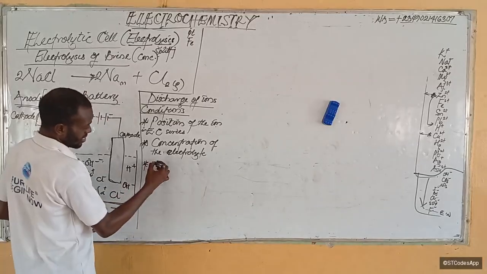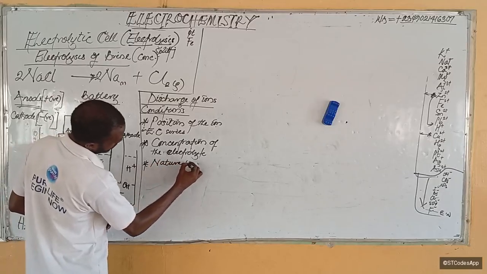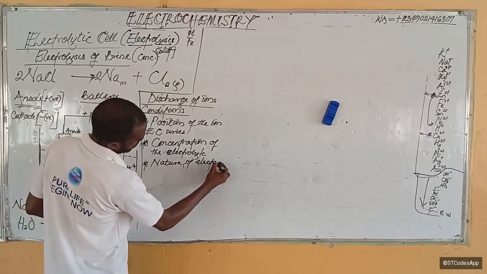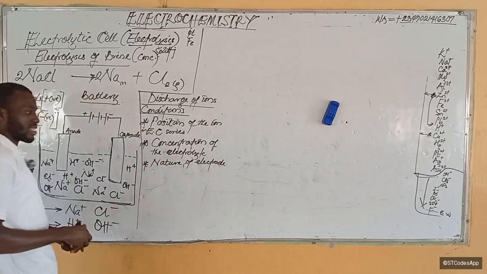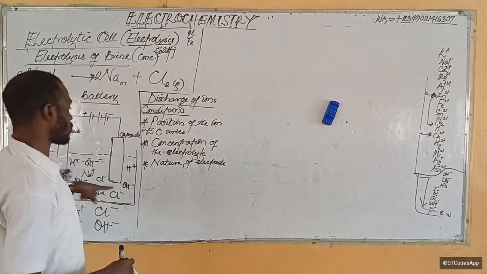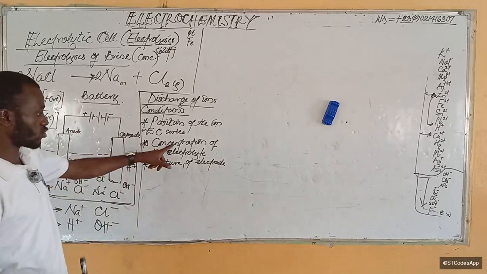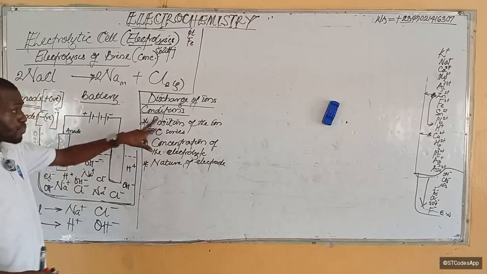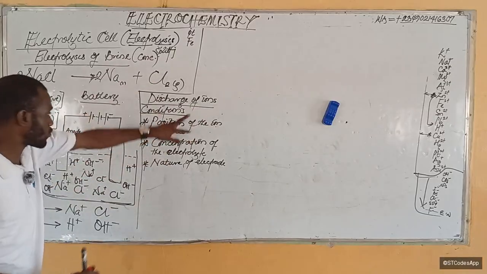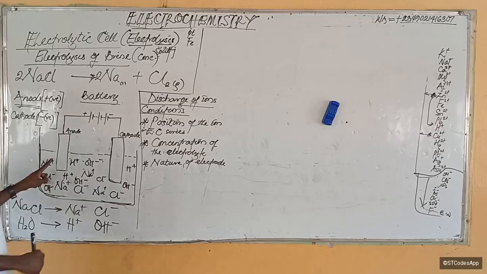Then the next one is the nature of the electrode that is used, the kind of electrode used. Now, if you use an electrode that participates in the chemical reaction, then it may affect what will be discharged. Okay? I'm going to give you an example. For this concentration here, for example, using position, now listen to me, who should be discharged here? There are two positive ions here. We have sodium metal and hydrogen ion.